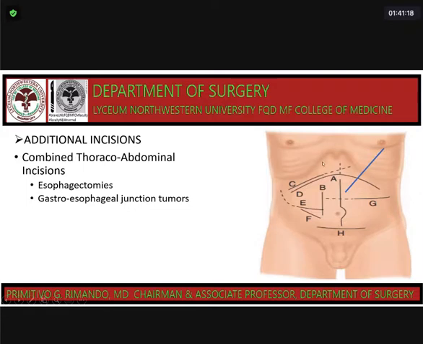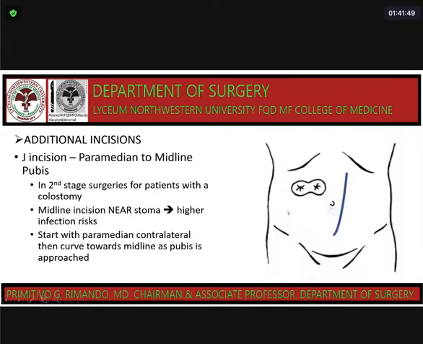What are additional incisions? This is called a combined thoraco-abdominal incision. This will open the abdomen and the thorax. This is done for esophagectomies, just one of the incisions in esophagectomies. And if you have cases with a gastroesophageal junction tumor, you can also do that incision.